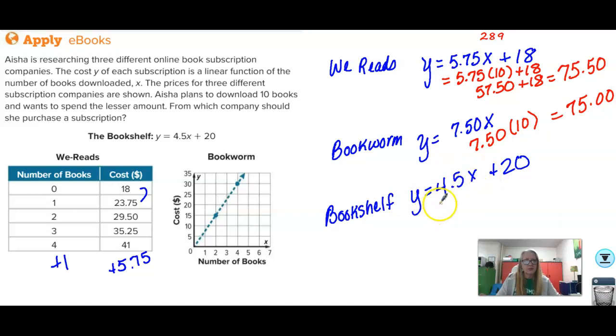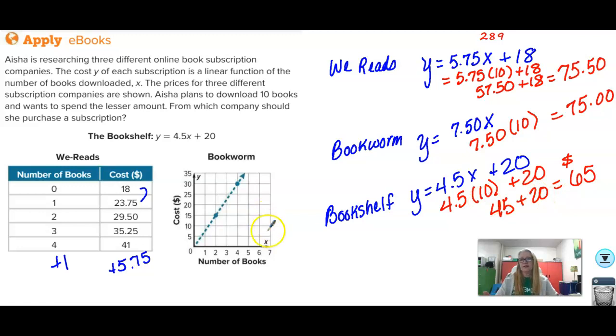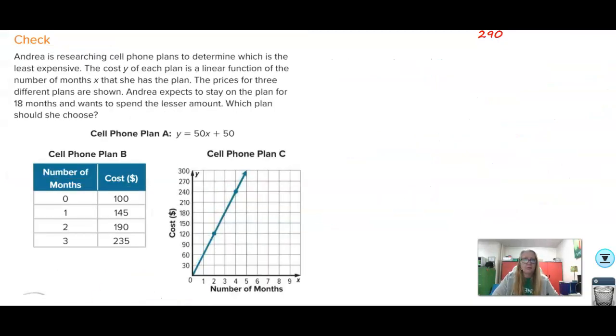But what about the bookshelf? If we rent or we read 10 books here, all right, 4.5 times 10 is 45. And 45 plus 20 is 65. Woo, doggies. Guess who's the cheapest? Bookshelf. Yep, Bookshelf is the cheapest. And I think, nope, that's not all there is. There's a check.